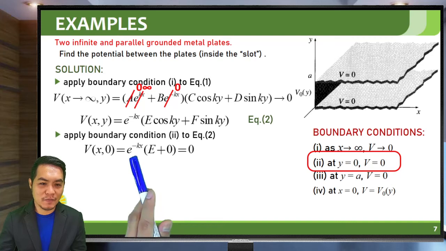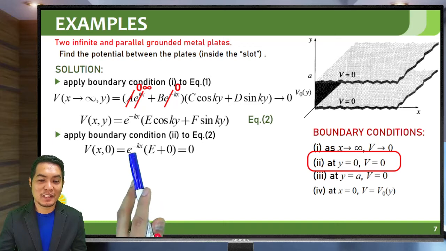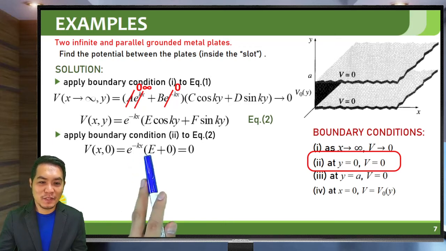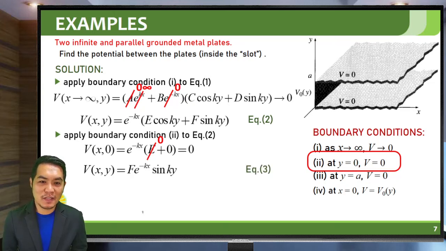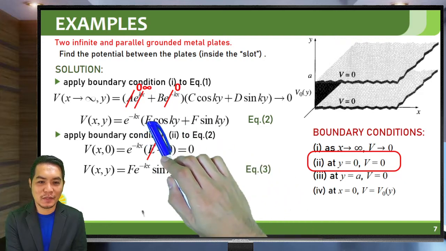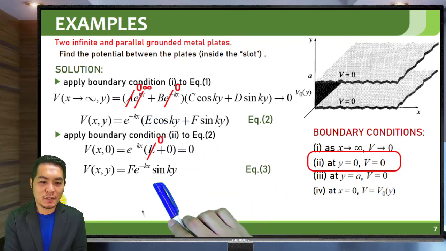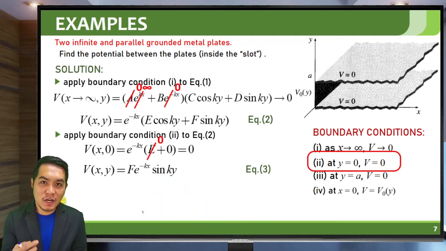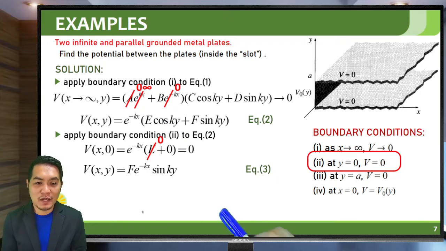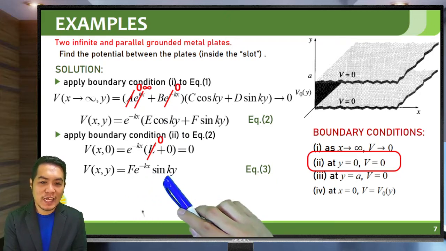So what does this mean? The term e to the negative kx cannot be equal to 0. It can't be equal to 0. So therefore, e is the one equal to 0. So our general solution is now further simplified. Since e is equal to 0, you'll just have this one, f e to the negative kx sine ky. So there are only now two unknowns left, the coefficient f and this constant k.